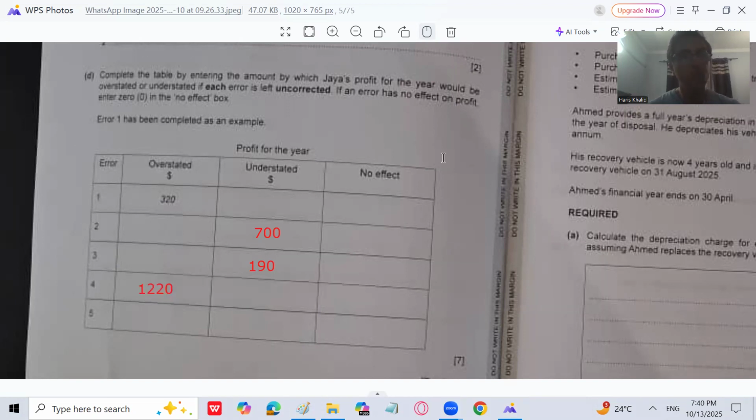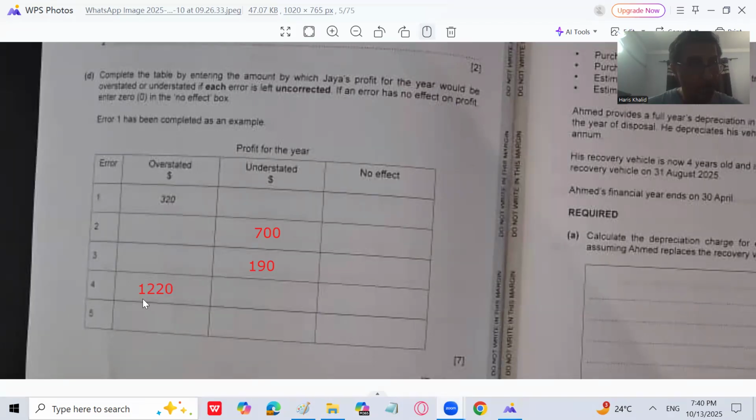1220. So this is how we are going to deal with this particular part of the question. They have given 7 marks to this part, where one part has already been done. I think I have shown no effect on this, and it should have been written under it. So there is a little problem.